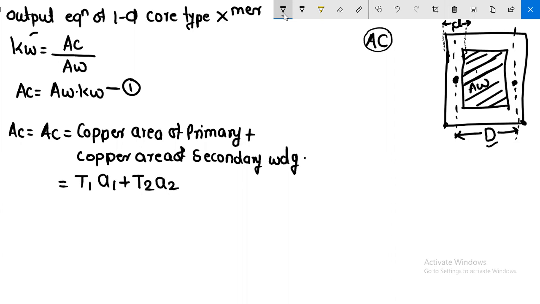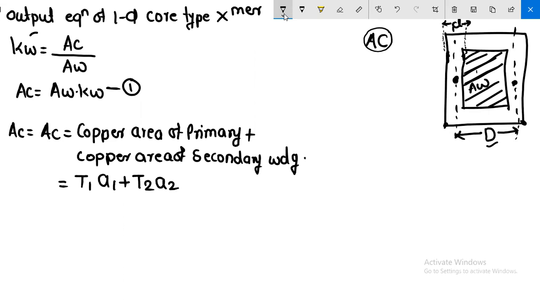Now what does that T1 stand for? T1 stands for the number of primary turns. A1 stands for the area of cross section of the primary side. Then T2 is the number of secondary turns and A2 is the area of cross section for the secondary side. But you know that one equation. How are we going to write the equation for the current density?